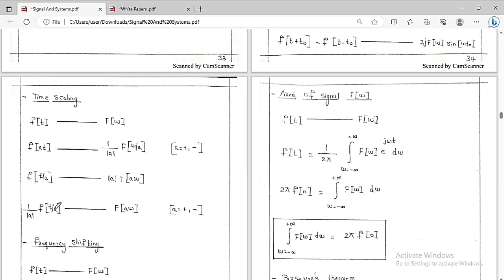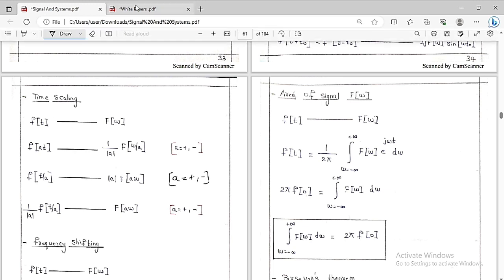So it will become 1 by mod a, F of t by a is equal to F of a omega. So this is what I am trying to tell you. Here also same thing, a is positive, a is also negative. In this case also same thing. The condition is a can be positive, a can be negative. So I want you to remember only one thing.